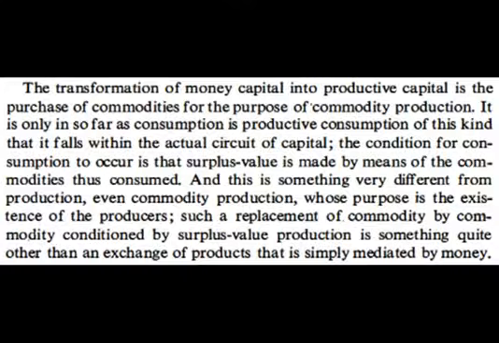So 155, he says, the transformation of money capital into productive capital is the purchase of commodities for the purpose of commodity production. It is only insofar as consumption is productive consumption of this kind that it falls within the actual circuit of capital. The condition for consumption to occur is that surplus value is made by means of the commodities thus consumed. And this is something very different from production, even commodity production, whose purpose is the existence of the producers. Such a replacement of commodity by commodity conditioned by surplus value production is something quite other than an exchange of products that is simply mediated by money. What this means is that capital becomes dependent upon other capitalists, and that therefore relationships between capitalists start to enter into the picture.